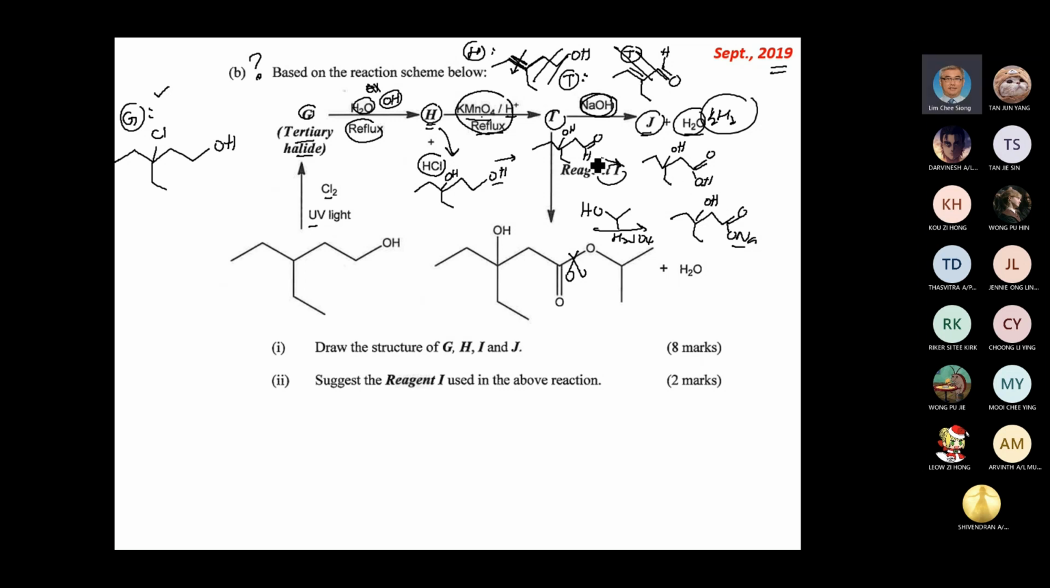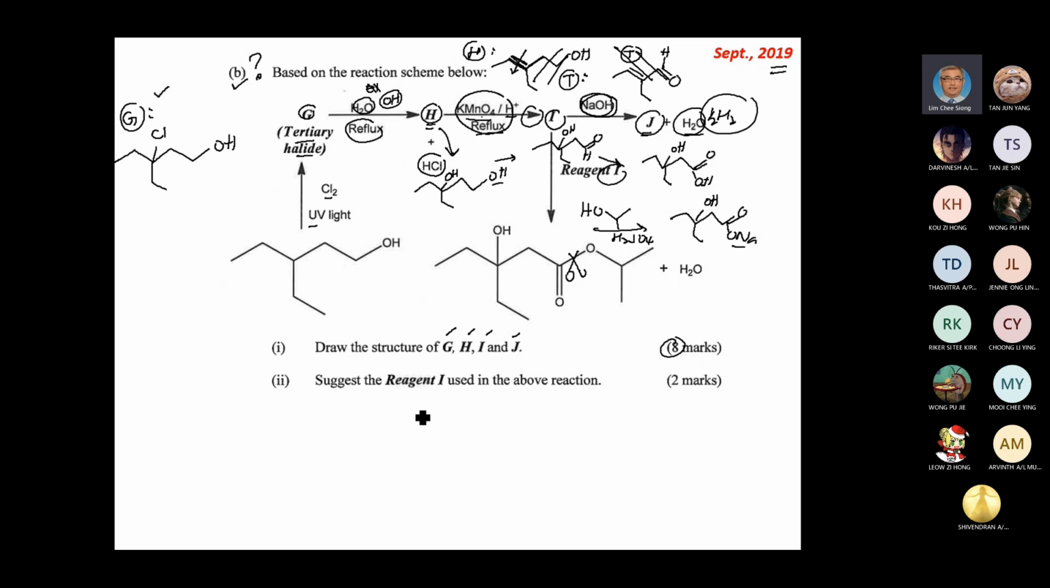Okay, let me see. Just a single arrow. Single arrow, that means what? Headache. Okay, so thank you very much. And this is the B answer. But if your answer is quite the same as mine, mark yourself for each correct structure for G, H, I, and J, 2 marks each.